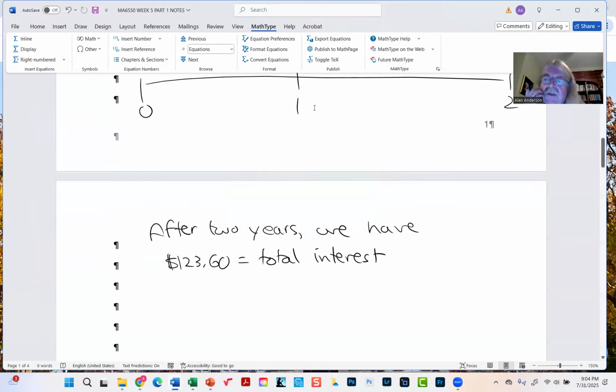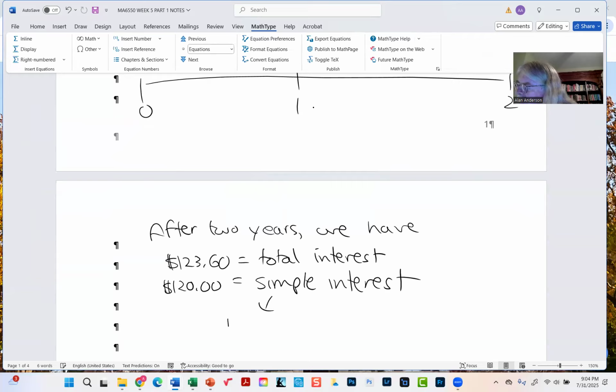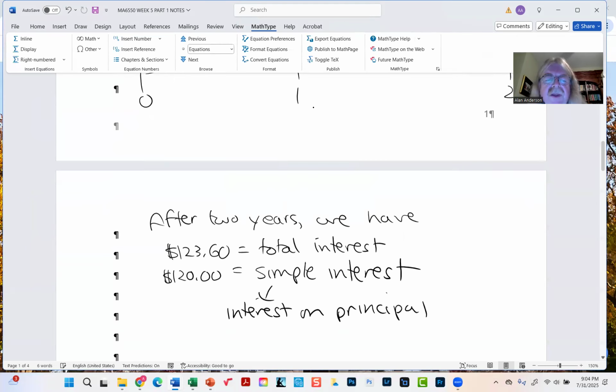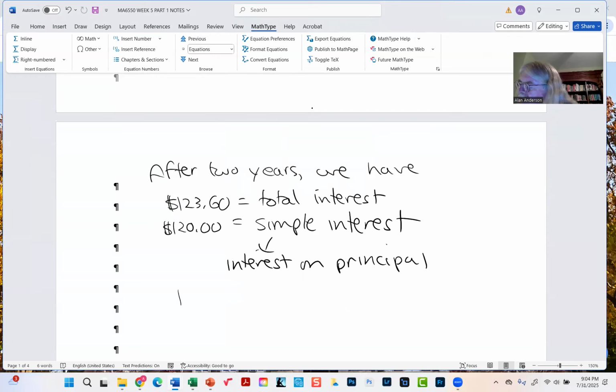Now, of this, $120 is referred to as simple interest. Now, that means interest on the original principal that we deposited. And you can multiply that out. You can just notice that it's the principal times the rate times the time.